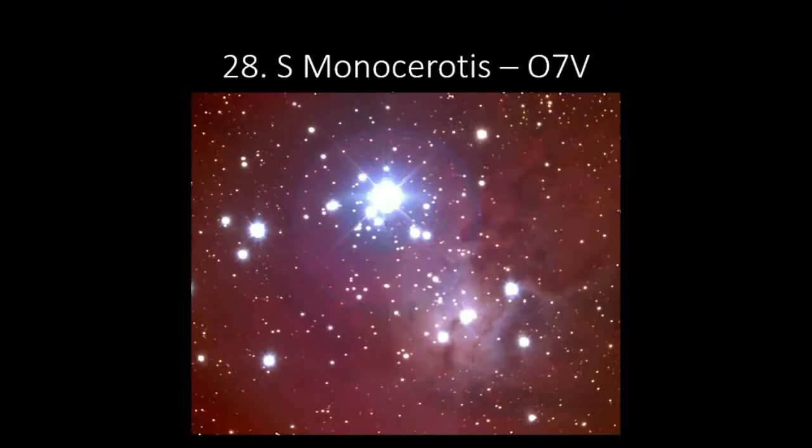Number 28, S. monocerotis, which sounds like a disease. It's an O7 V. I think this is the first O star that I have you plot. I think it's the only one. O stars are very rare. They're like something like 0.0003% of all stars, something like that.